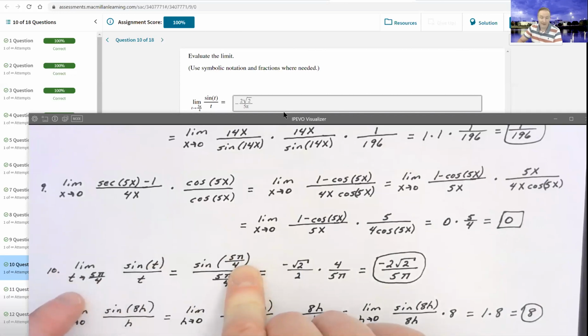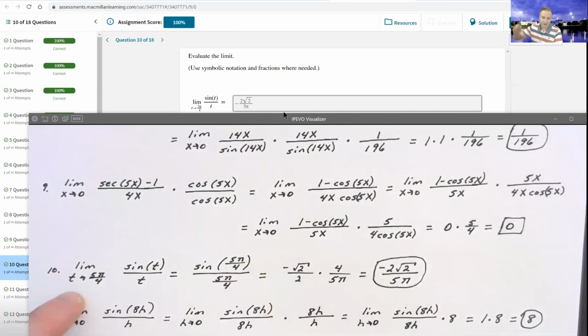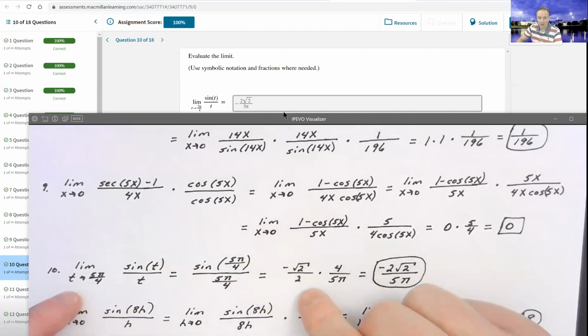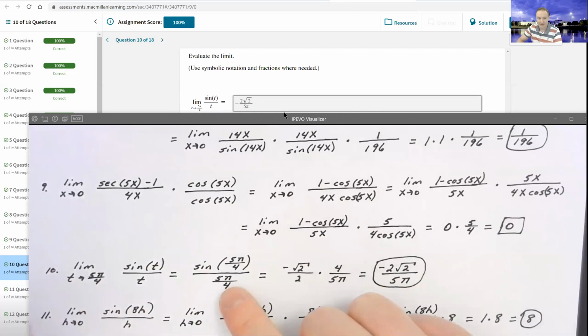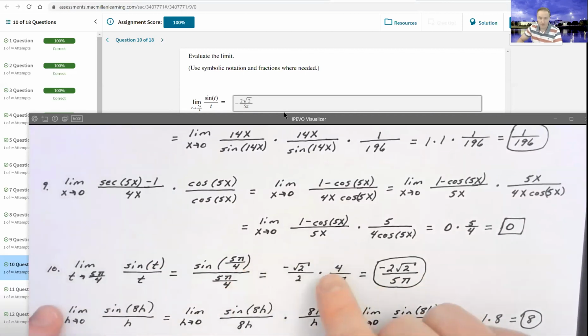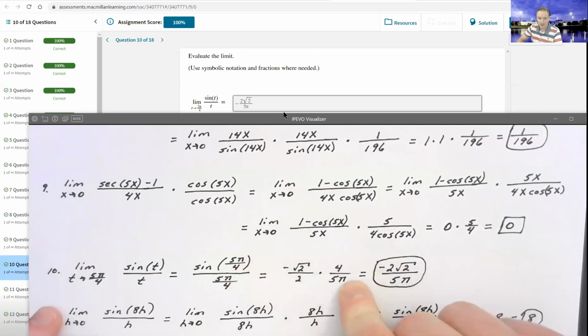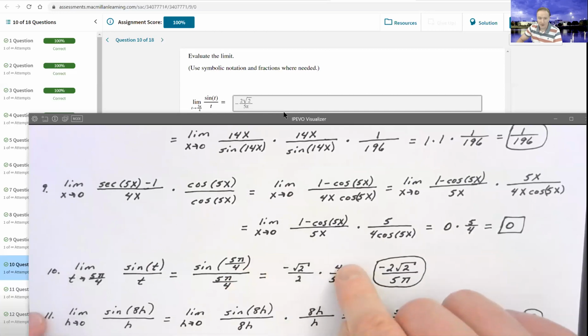And we know 5 pi over 4 lies in quadrant 3. And at that point, our sine is the negative square root of 2 over 2. We're dividing that by 5 pi over 4. So you say, well, if you're dividing by a fraction, you're multiplying by the reciprocal of that fraction. Get negative root 2 over 2 times 4 over 5 pi. All I did is I reduced the 4 over 2 down to 2, and that's going to be negative 2 root 2 over 5 pi.